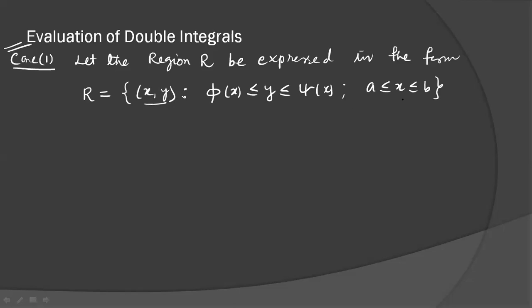See, in the double integration, at least one limit will be constant. It means both limits can be constant also. But here I am taking x as constant and y in the form of a variable. What is the meaning here?